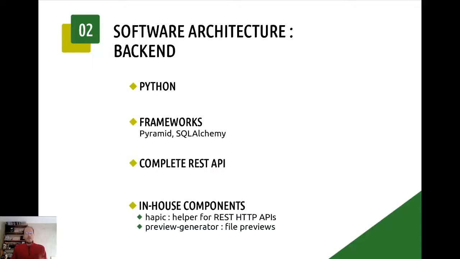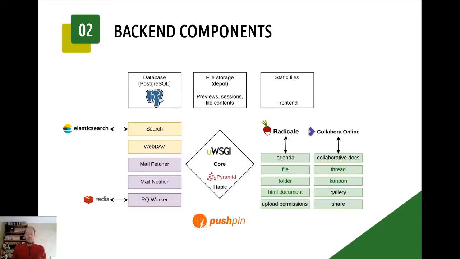The other in-house package is Preview Generator. Preview Generator is an interface to create preview pictures of many file formats: Office files, videos, cameras' raw pictures, 3D modeling formats, and many others. Those two packages are maintained independently from Tracim and can be used in any Python application.